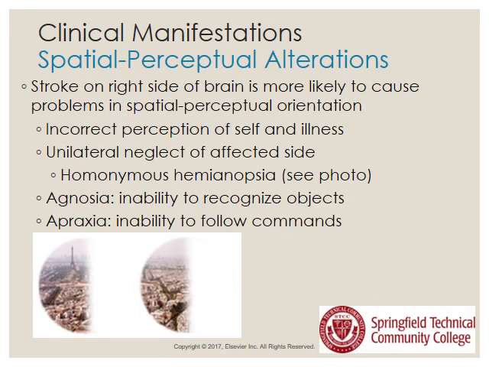Patients who have a stroke on the right side of the brain are more likely to have problems with spatial perceptual orientation. They can have an incorrect perception of themselves and their illness. They can have a unilateral neglect of the affected side. They can have visual changes, like this picture here of a patient with homonymous hemianopsia, which I have to practice to say correctly.